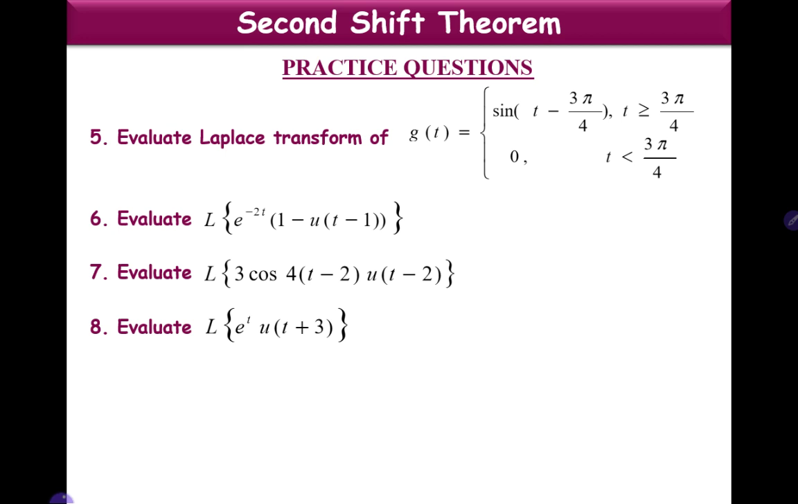And finally you have L of e power t into u of t plus 3. Because we have t plus 3 here, we also write it in terms of t plus 3. That is, we write this as e power t plus 3 minus 3, that is e power t plus 3 into e power minus 3. Because e power minus 3 is a constant, we can take it outside, and we apply the second shift property here, where a is equal to minus 3.